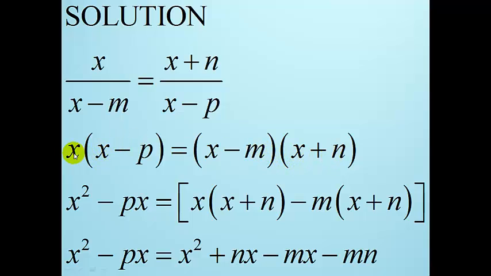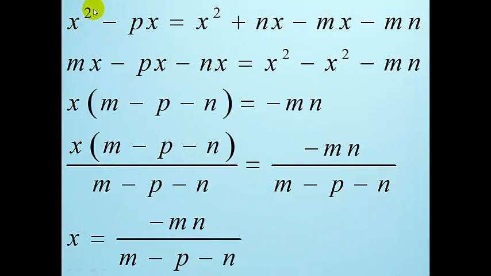Now let's expand. x times x is equal to x squared. x times minus p equals minus px. And this is equal to x multiplying the second bracket, and minus m also multiplying the second bracket. So we have x multiplying x plus n, and minus m multiplying x plus n. Now x squared minus px on the left hand side is equal to x times x, which is x squared, x times n is nx, minus m times x equals minus mx, and minus m times plus n equals minus mn. Now let's proceed.